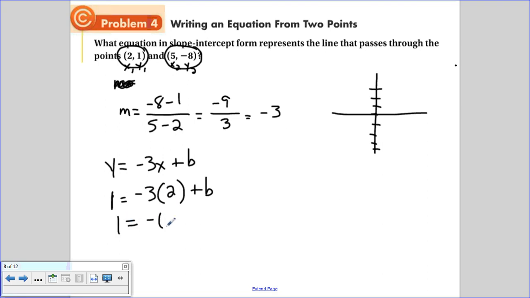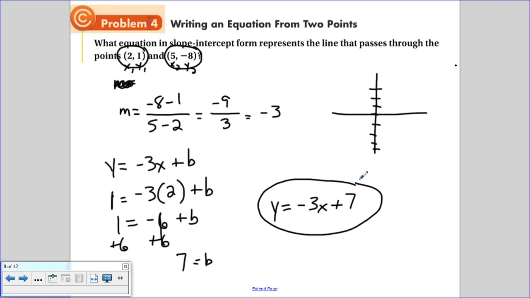Negative 3 times 2 is negative 6. Add 6 to both sides, and we get b equals 7. So now I know that my y-intercept is 7, which means I go back to what I knew here, negative 3x, and then I put in 7 because now I know it. And that is my equation.